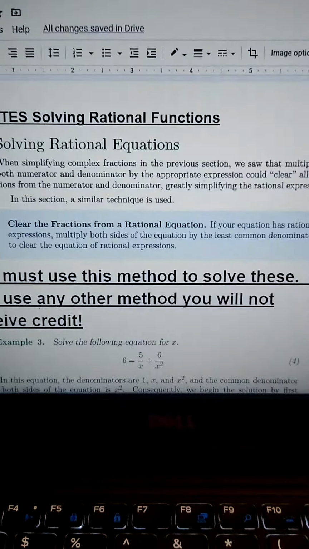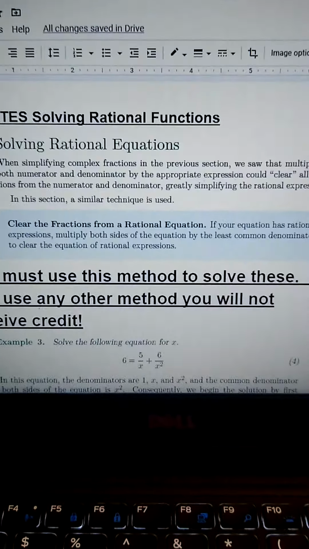We did this earlier this year. I mentioned it in the last section. You must use this method to solve these. If you use a different method, you will not receive credit for these. I am going to be assessing you on your ability to use this method specifically to solve rational functions.